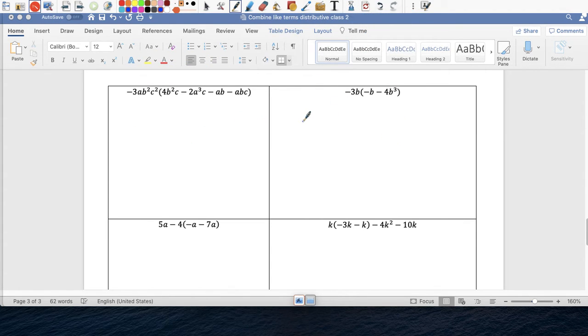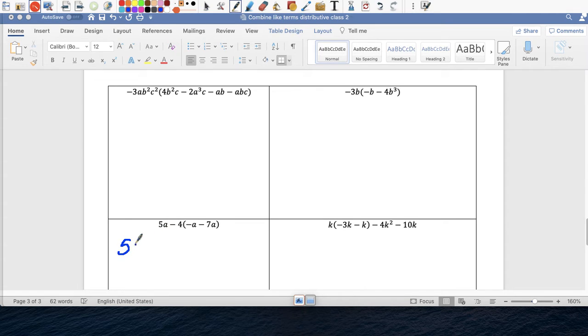This one, negative times a negative is a positive. 3 times 1 is 3, and b times b is b squared. Negative times a negative is a positive again. 3 times 4 is 12, and b times b cubed is b to the fourth. Nothing to combine. Final answer.